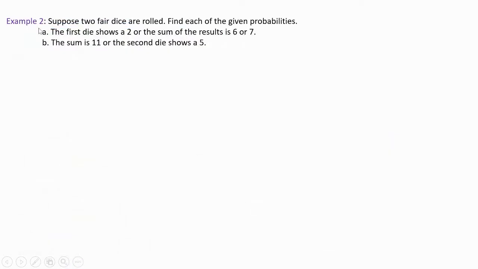Okay, now example 2, let's see here. Suppose 2 fair dice are rolled. Find each of the given probabilities. The first die shows a 2, or the sum of the result is 6 or 7. Okay, so here's my solution.